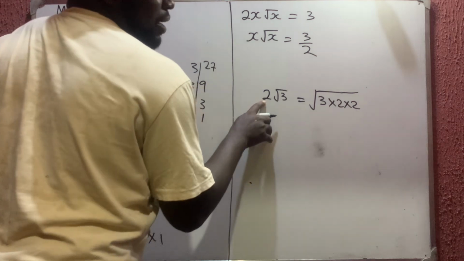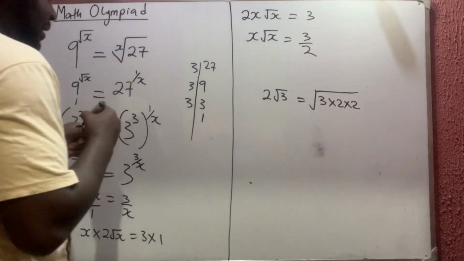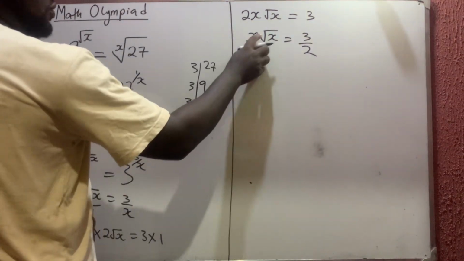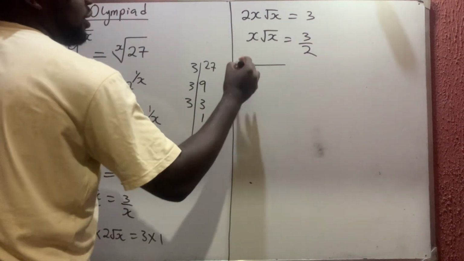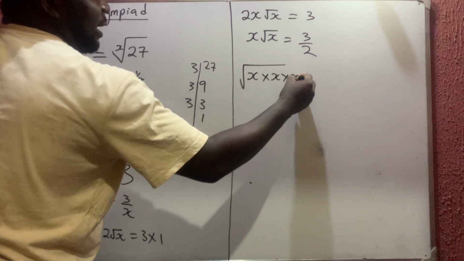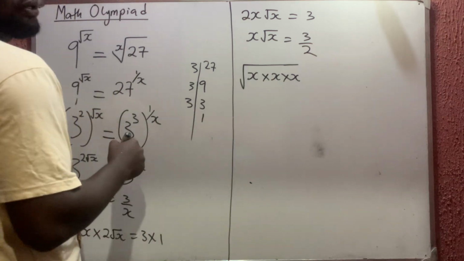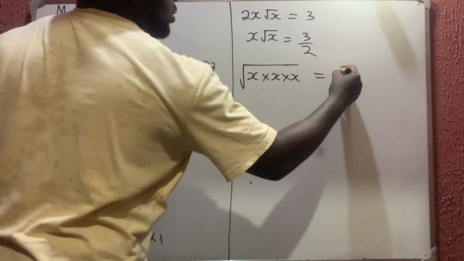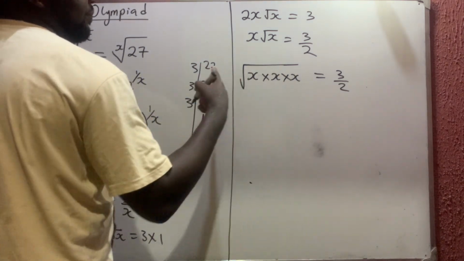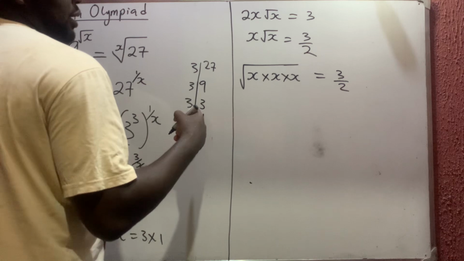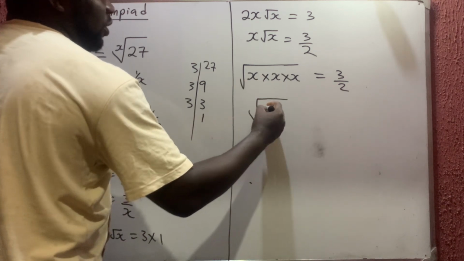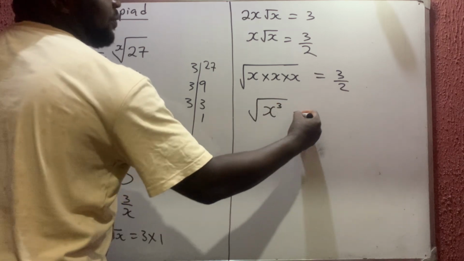So for something that is outside to go inside, it has to multiply itself. Okay, so to apply this law of surds, I'm going to have that this one going inside will now be the square root of x times x times x. Okay, are you seeing that now? So is equal to what? 3 over 2. So this is now the square root of x cubed, okay, is equal to what? 3 over 2.